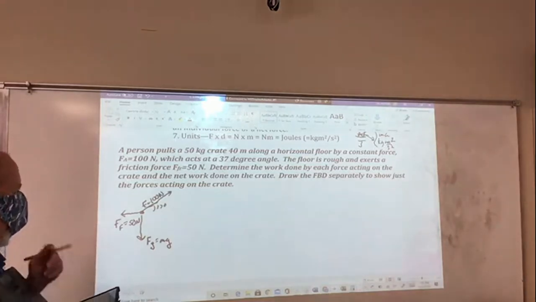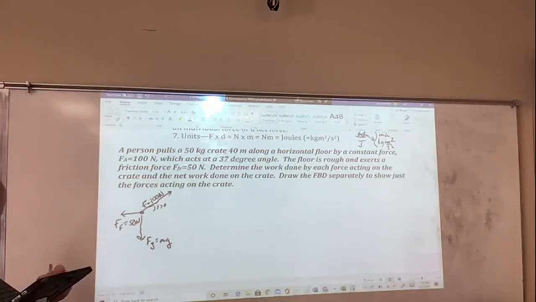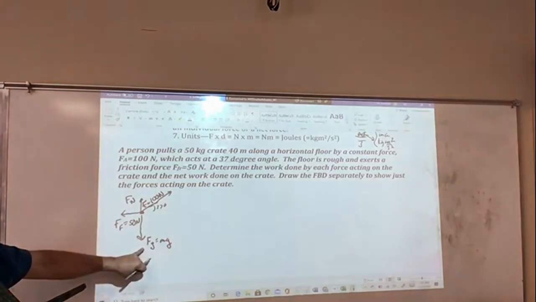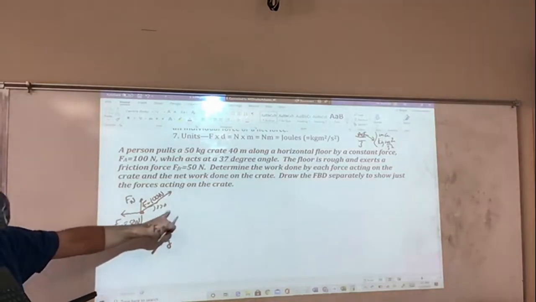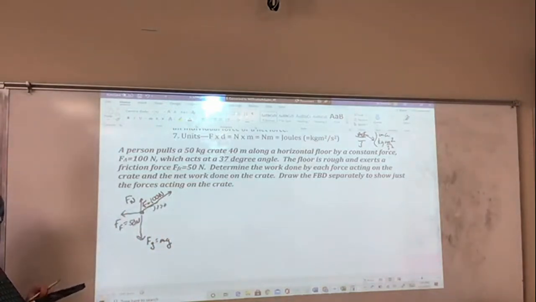What other force do I have? I'm on a surface, aren't I? So what other force do I have? Come on, what's the name of that? The normal force. But the normal force is not going to be the same as the force due to gravity because I've got a component of force acting in the vertical direction as well.